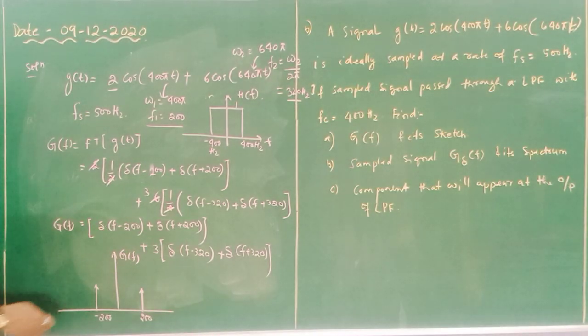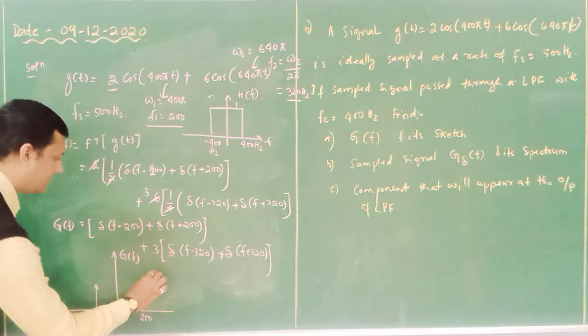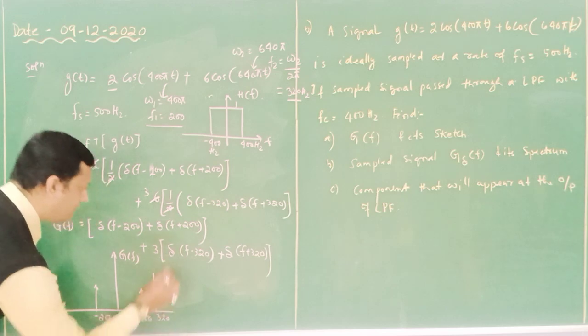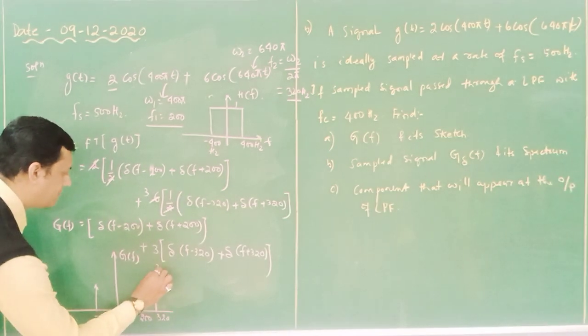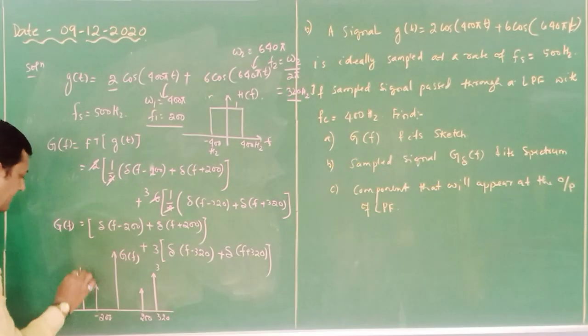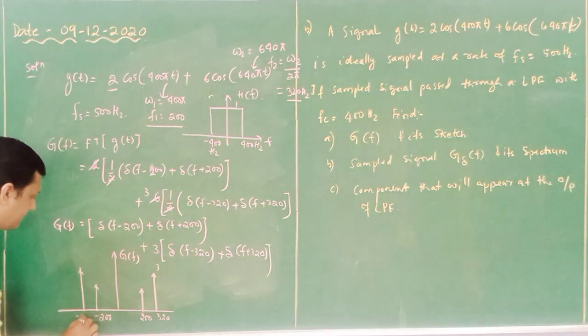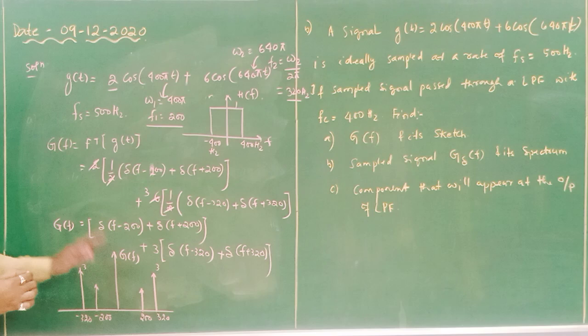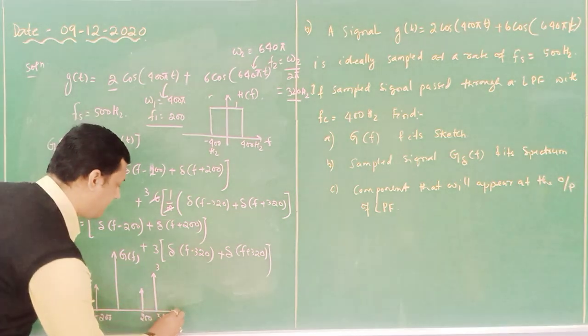Amplitude is 1. Next one, the center frequency is how much? This is 320. So 320 is here. So it is 320. What is the amplitude? Amplitude is 3. Similarly, on this side, the reflection side, it is minus 320, amplitude is 3. So this is my g of f.